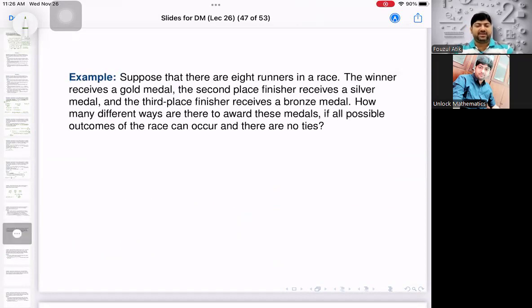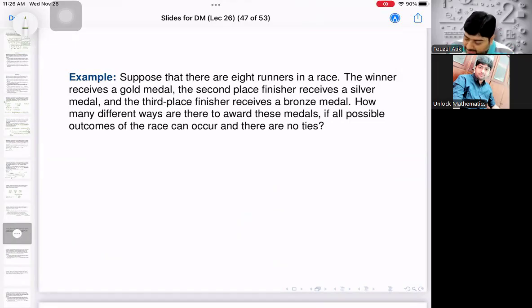Next problem. Look at this. Suppose that there are 8 runners in a race. The winner receives a gold medal. The second place receives a silver medal. The third place finisher receives the bronze medal. The question is how many different ways are there to award these medals if all possible outcomes of the race can occur and there are no ties.